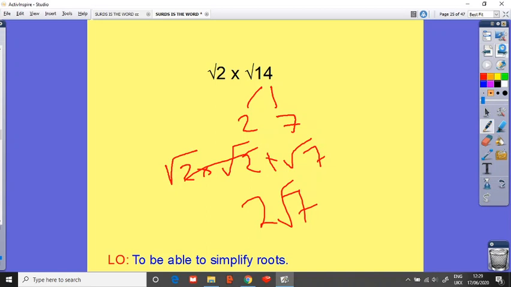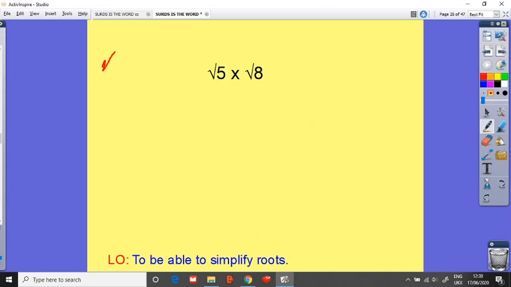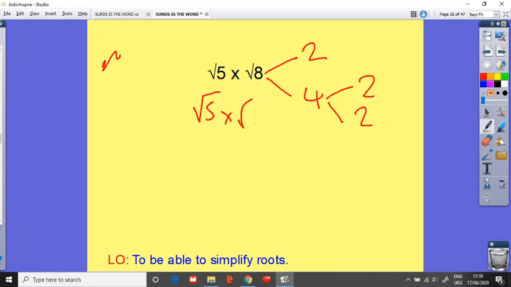Do one more. I can't prime factorise that root 5, so I'll leave that as root 5. 8, I can prime factorise that to be 2 and 4. And 4, I can factorise that to be 2 and 2. Okay, so I can times that as times by root 2, times by root 2, times by root 2. These 2 root 2's cancel out to be a 2, and 2 and 5 is root 10. The answer is 2 root 10.